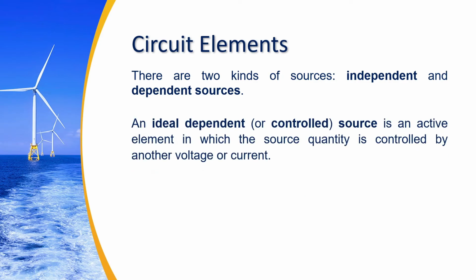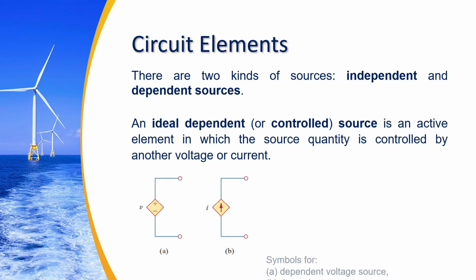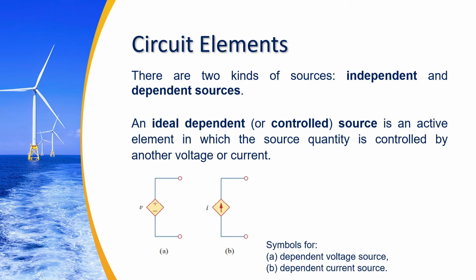So, paano naman kapag dependent? Ang dependent source is an active element in which the source quantity is controlled by another voltage or current. Siya naman yung nakadepende sa other quantity natin o other element natin. Magiging symbol natin dyan is naka-diamond. Kapag yung diamond nakita nyo, ibig sabihin, dependent source siya. Naka-dependent pa yan sa other element natin. Yung A is dependent voltage source. Yung B is dependent current source.